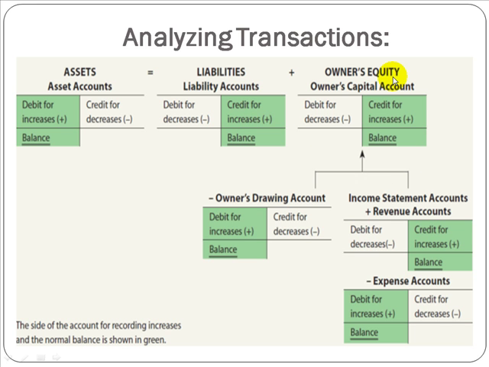Owner's equity accounts. The capital account is increased with a credit. It has a credit balance. The drawing account is increased with a debit, and it has a debit balance. Revenue is increased with a credit, and it has a credit balance. And expense accounts are increased with a debit, therefore they have a debit balance. You must memorize this information so you can do your journal entries correctly.